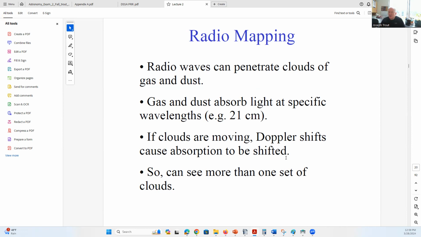By the way, we can also use radio waves. Radio waves can penetrate clouds of dust and gas, and the dust and gas absorb light at a specific wavelength, about 21 centimeters. So if clouds are moving, the Doppler shift causes the absorption to be shifted, so we can see more than one set of clouds.